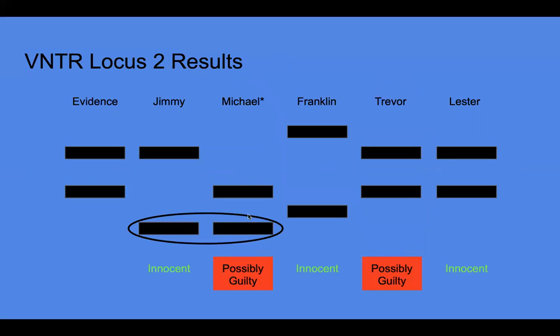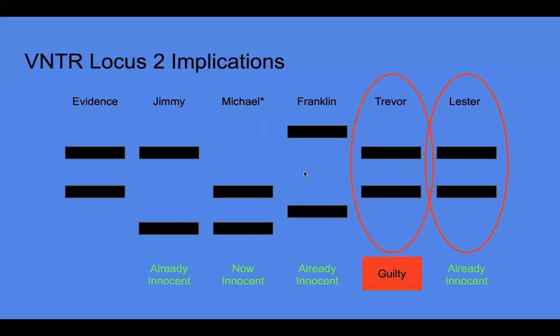We can again validate gel 2 with the fact that Michael and Jimmy again share 1 allele in common at this second locus. Since Jimmy, Franklin, and Lester were proven not to match the hair sample in the first gel, none of their results in the second gel could implicate them as a guilty party. Interestingly, however, both of Lester's alleles at this second locus match the evidence, but since he did not match at the first locus, he remains innocent.